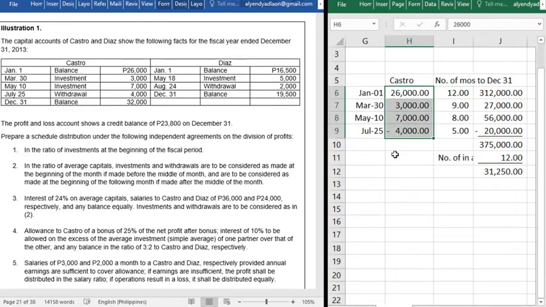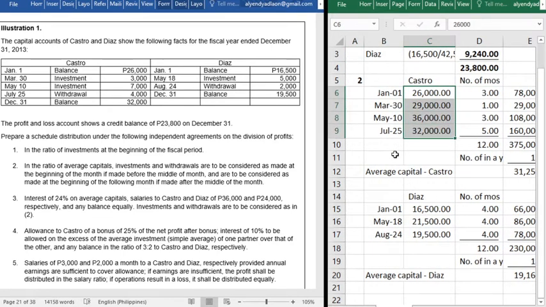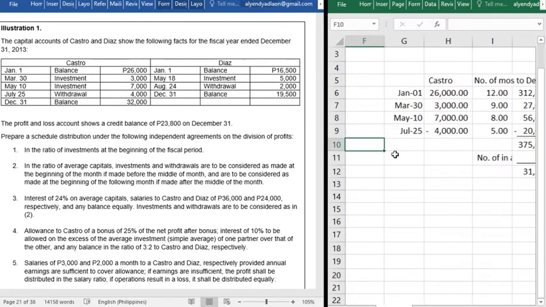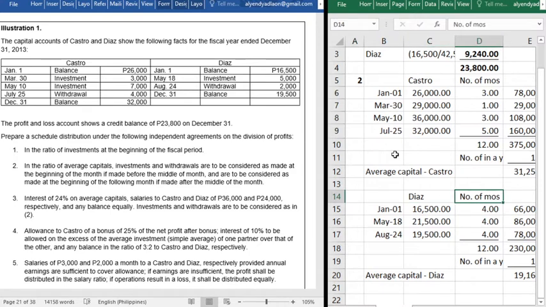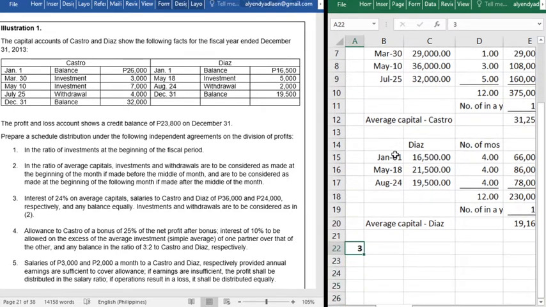Okay, so this is the advantage: you don't need to get the accumulated balance. Unlike the other method, where you still have to compute for the accumulated balance, but as to the number of months, you can confirm it. You just have to add, and if it is 12, then that means that your counting of months is correct. Okay, so that is for the two methods. For Diaz, I will not compute it already because it is just the same with what I did for Castro.